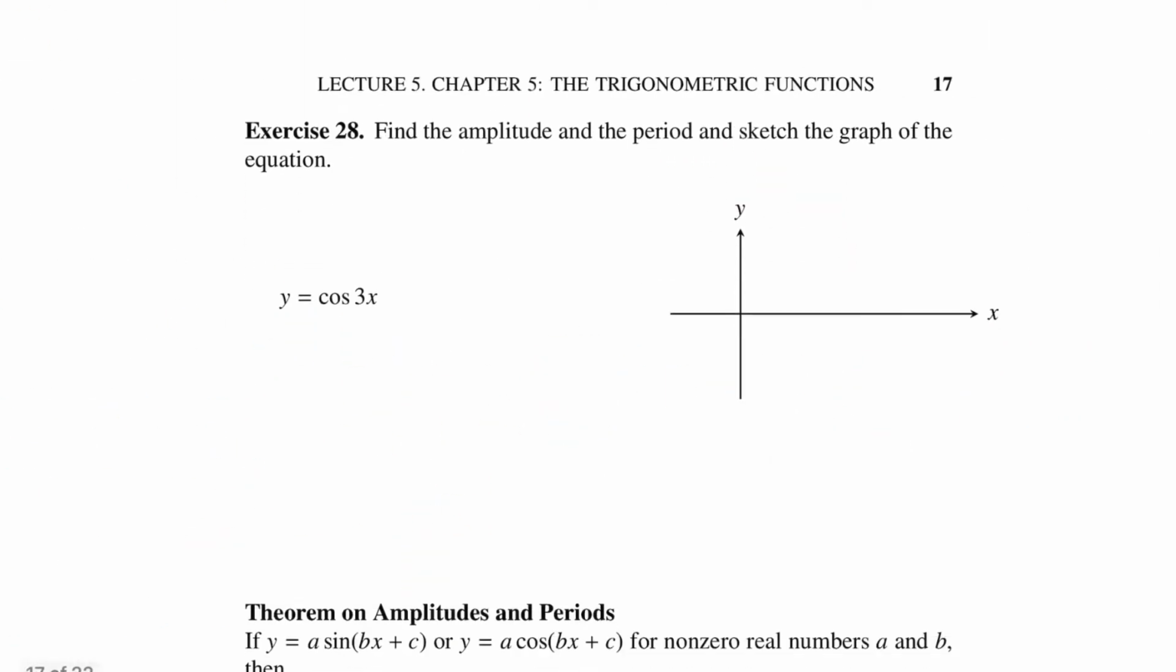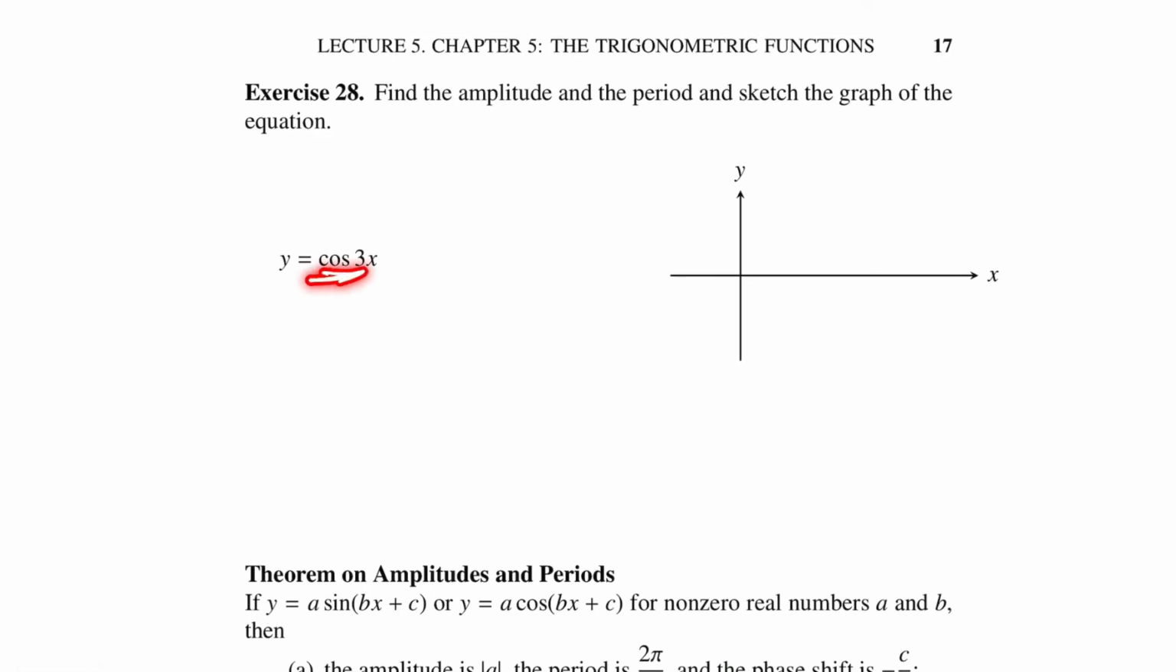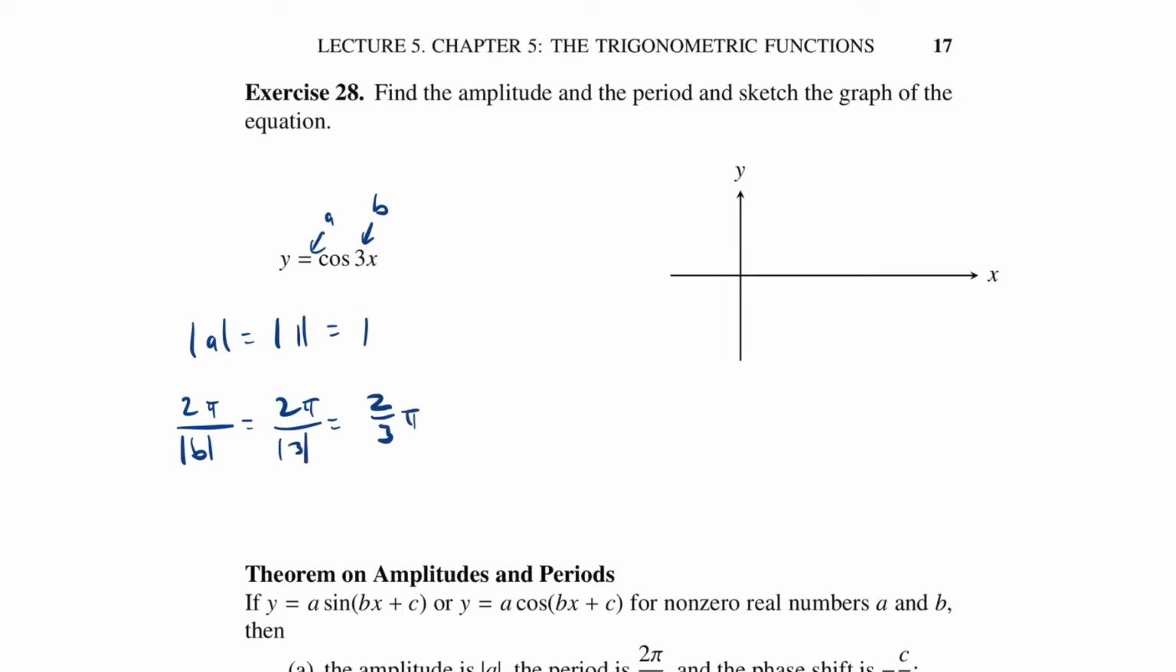All right, now we're moving on to cosine. It works the same way. So let's start with the amplitude. The amplitude is going to be, that's your A is 1, B is 3, the value of 1 is 1. 2 pi over the absolute value of B is 2 pi over 3, so 2/3 pi is your period. So we're going from 0 to 2/3 pi.